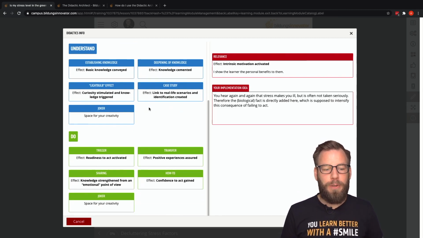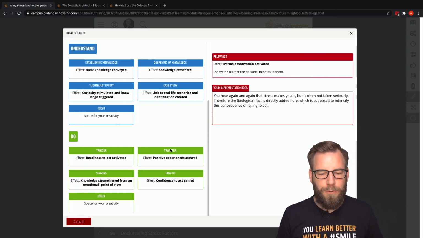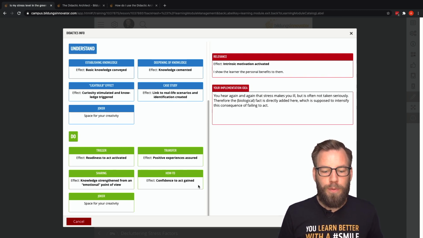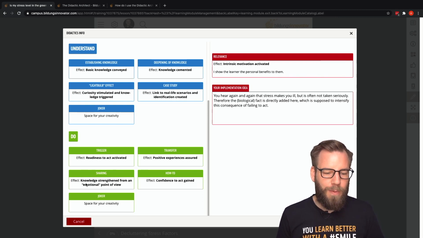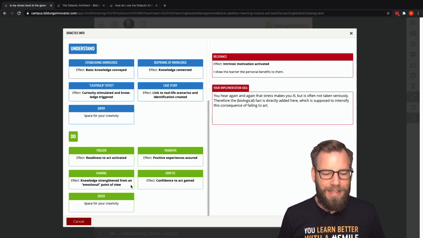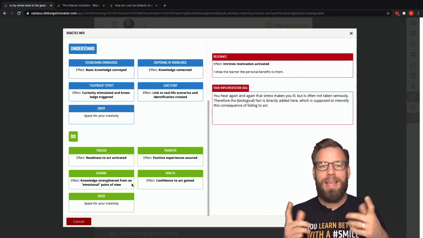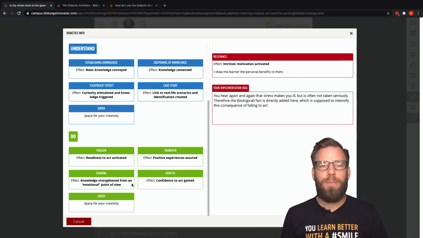And then the third level, the doing: put a trigger, set transfer impulses, give how-tos to create confidence to act. And the sharing part: spread out the knowledge you have yourself and tell us what you have done so far. These 3 levels can all be part of a training, but don't necessarily have to be. It depends on what your objective is.